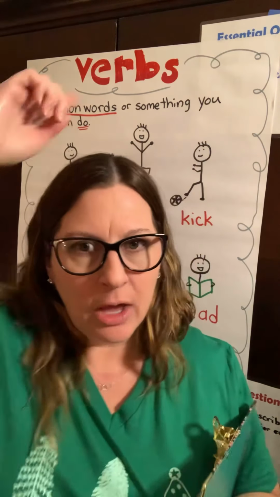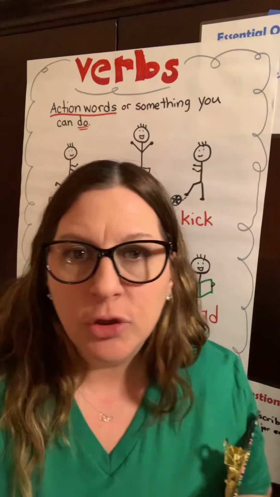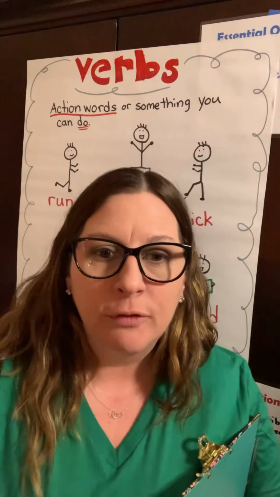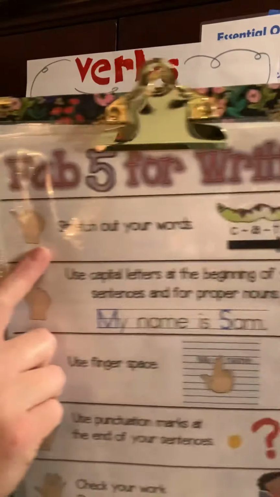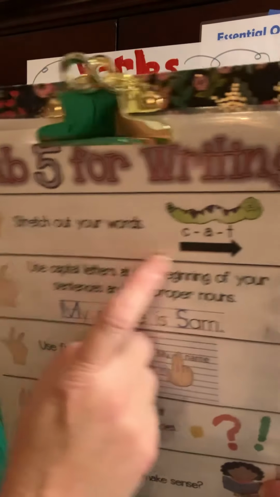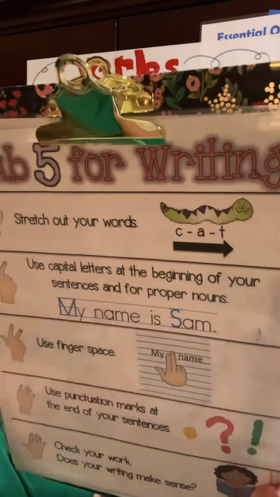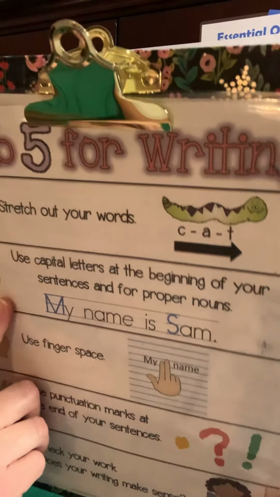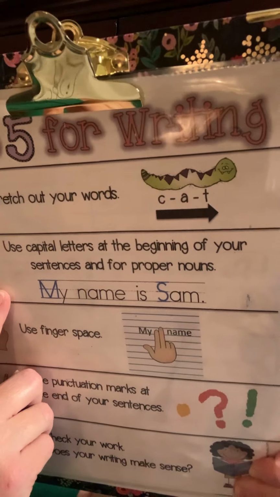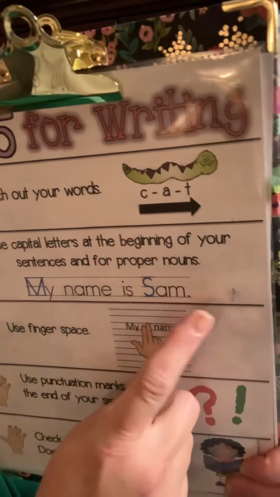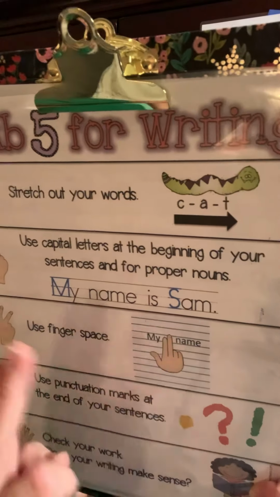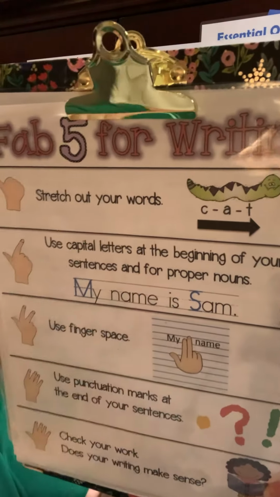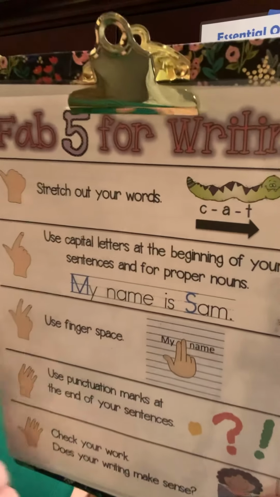Before we talk about this poster behind me, we need to remember in writing that we need to follow the Fab Five of writing. Let's go ahead and review that. Remember, we stretch out the words and write the letters down that make those sounds. We use capital letters at the beginning of your sentence and for proper nouns like names. Remember to use a finger space. It could be 1 or 2, or you can use a spacer.